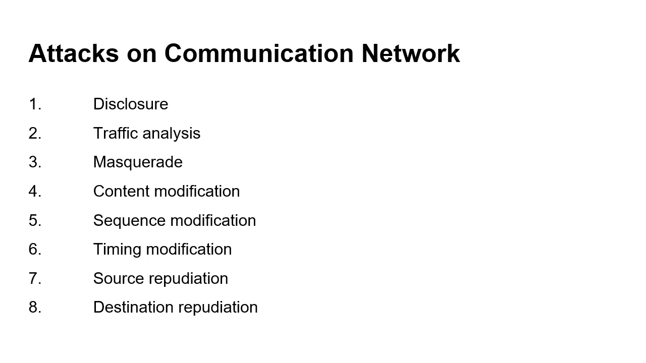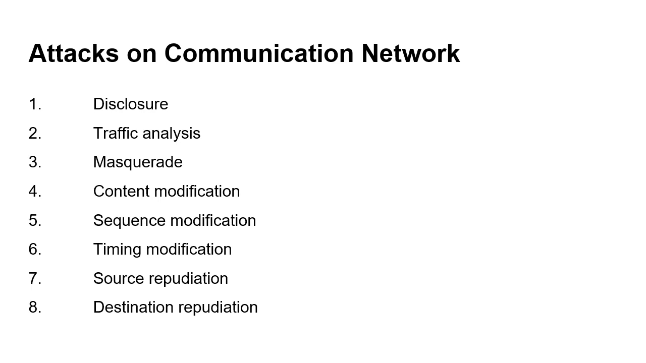Number one is disclosure. What do you mean by disclosure? We have discussed all these types of attacks in the first unit itself. Disclosure means the release of message contents to any person or process without an appropriate cryptographic key. Second is traffic analysis. Here we analyze the pattern of traffic between any two parties and get some information, which is said to be traffic analysis.